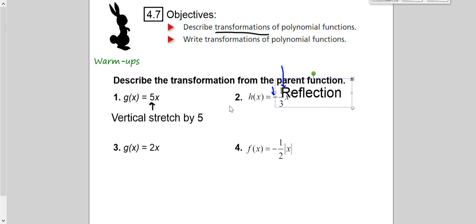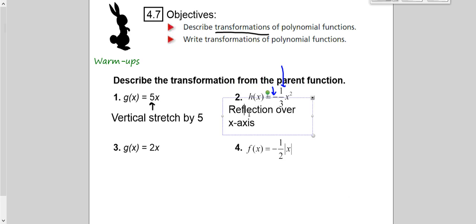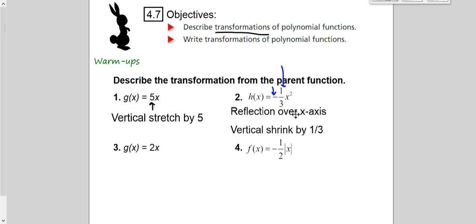Is it in the x-axis or y-axis? This one's in the x-axis. If it was tucked in with the x, it would be over the y-axis. So we have a reflection over the x-axis, and then when we multiply by the 1/3, that is a vertical shrink by 1/3. All right, what do we have next?